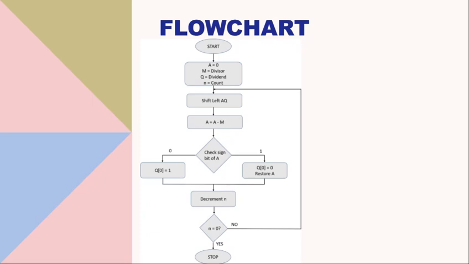The next step: if the most significant bit of A is 1, that is negative, then assign Q0 the value 0 and restore the value of A. And if the most significant bit of A is 0, that is positive, then assign Q0 the value 1. At the end, after doing this process N times, we finally get the quotient, that is Q, and the remainder, that is A, in terms of binary. This will be explained more clearly with the help of an example.